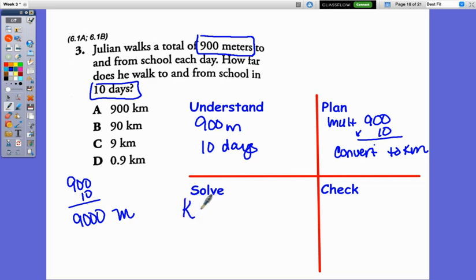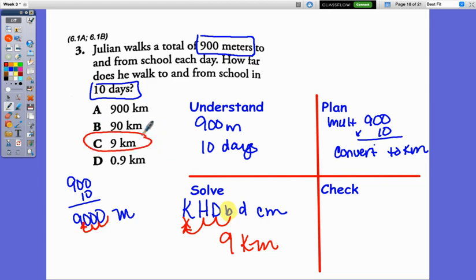So my kids learned King Henry died by drinking chocolate milk. If you did not learn this, you can use a proportion to do it, and I'll show you that in a minute. So meters is a base unit, so I'm going to start at meters. I am ending at kilometers. And I need to go 1, 2, 3. 1, 2, 3. There's my decimal point. It is 9 kilometers is your solution.